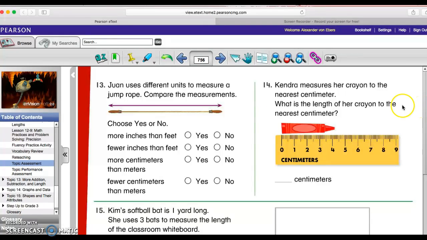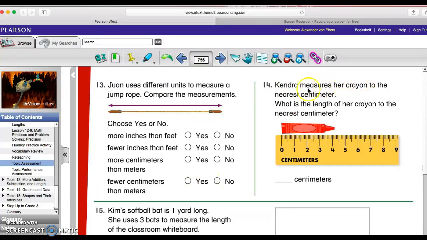Okay. Number 13, Juan uses different units to measure a jump rope. Compare the units. Choose yes or no. Would he have more inches than feet? Yes or no. Would he have fewer inches than feet? Yes or no. Would he have more centimeters than meters? Yes or no. Would he have fewer centimeters than meters? Yes or no.